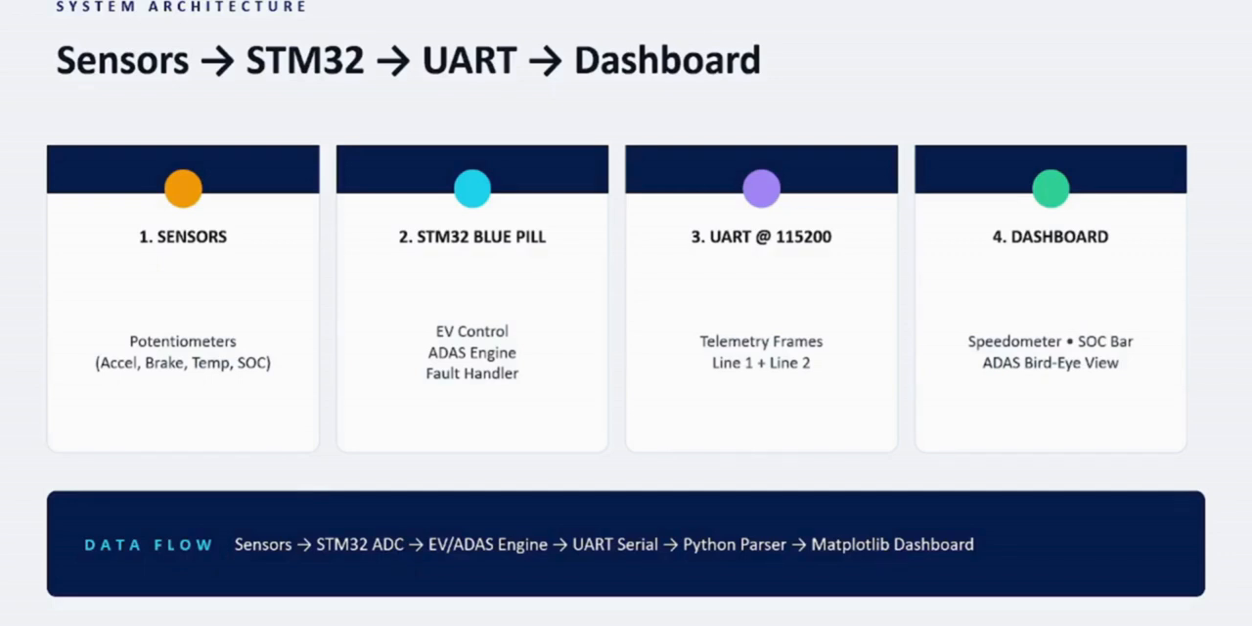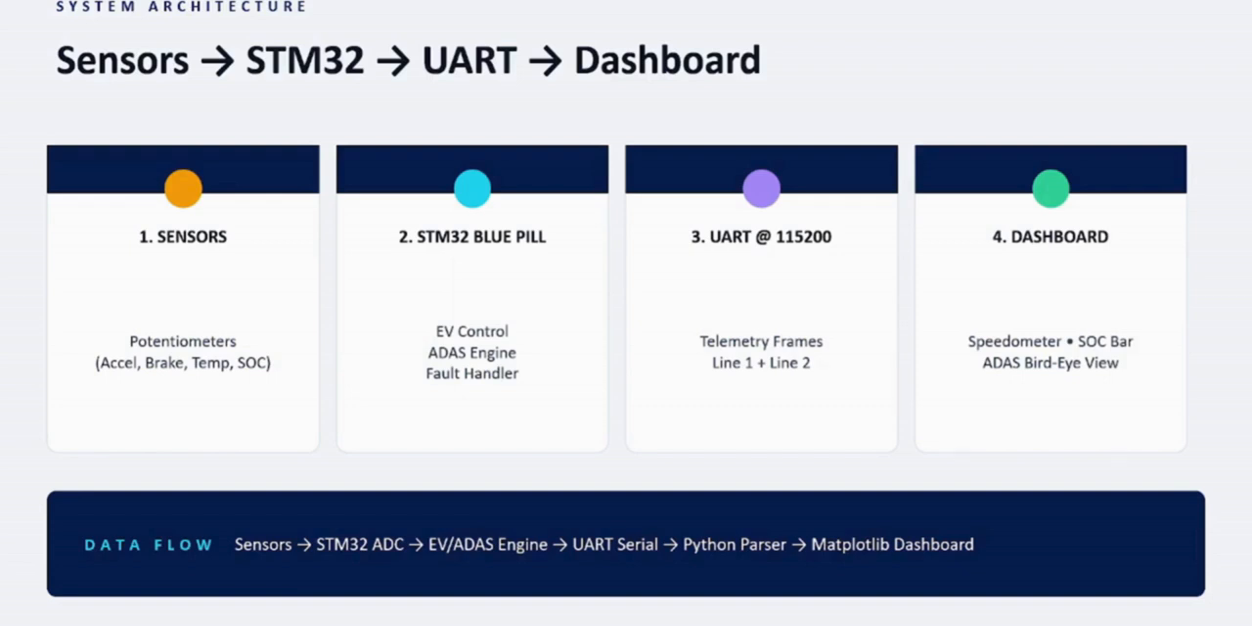The second stage is the STM32 Blue Pill microcontroller. This is the brain of the system. It reads all sensor values through ADC and GPIO pins. It runs different software modules such as EV control, ADAS engine, and fault handler.